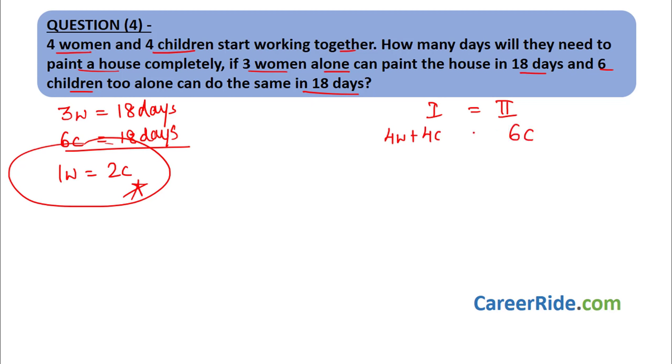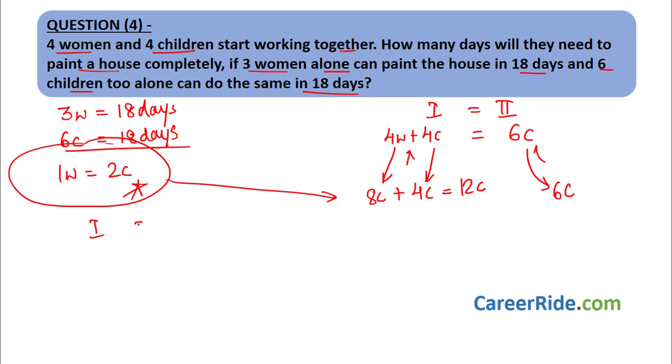Let us say 6 children working and we have to equate. Now we see over here we have children and here we have women and children. Let us have everything in the same unit, either women or children. Let's go with children. So we'll convert everything into children. So 4 women would be nothing but 8 children. Why? 1 woman is 2 children from here. So 4 women would be 8 children, plus adding these 4 children, we'll get 12 children, and in this case we have 6. Okay, so again I'm writing the 2 scenarios over here. We'll have 12 children. Okay, for how many days are they working?